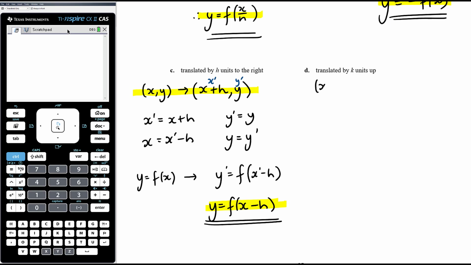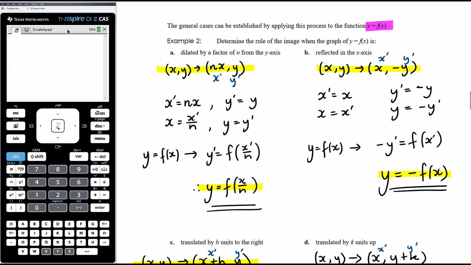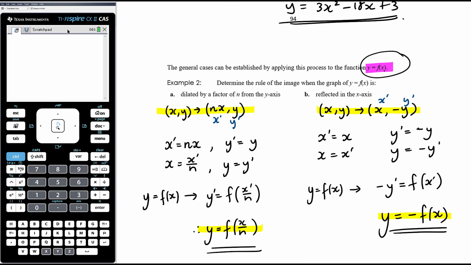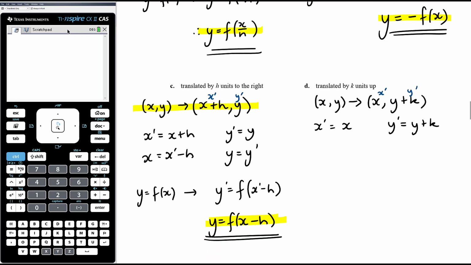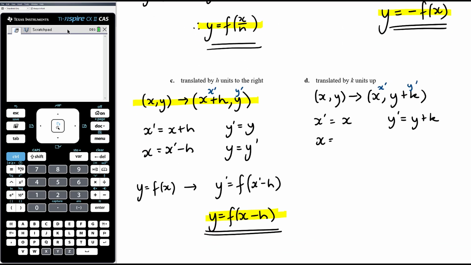So if we take a point x, y, and we translate it up by k units, we're adding k onto all the y values. Okay. This is our image of x, and this is the image of y. So we get that x dash is equal to x, and y dash is equal to y plus k. And then we want to substitute into this rule, which has x and y in it. So we need x and y to be the subject. x is x dash, and y is y dash minus k.